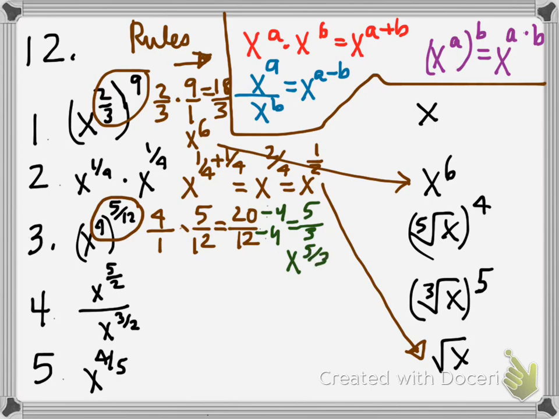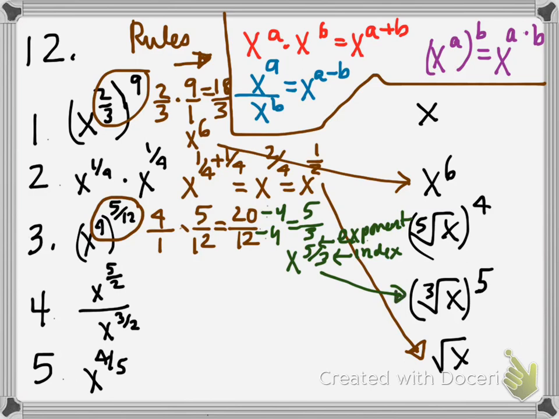So how do I turn this to root form? My denominator becomes your index. So we're taking the third root of x, and the numerator becomes your traditional exponent. So after we take the third root of x, we're raising our answer to the 5th power. So that would be this fourth one down, third root of x raised to the 5th.